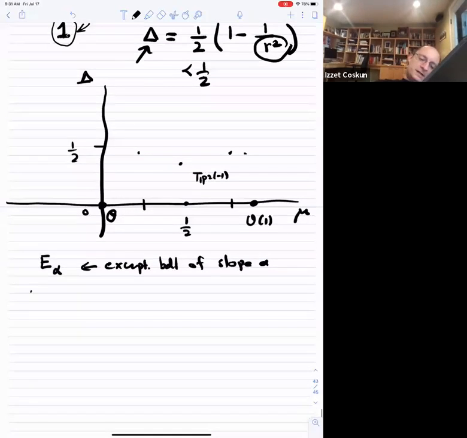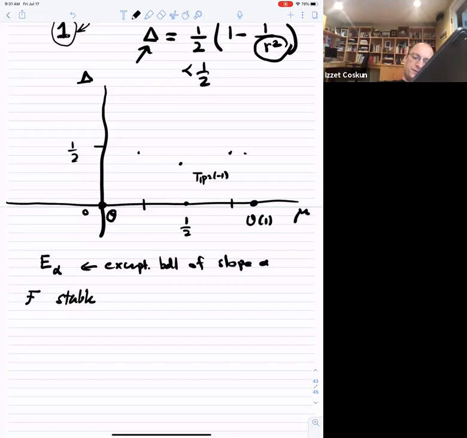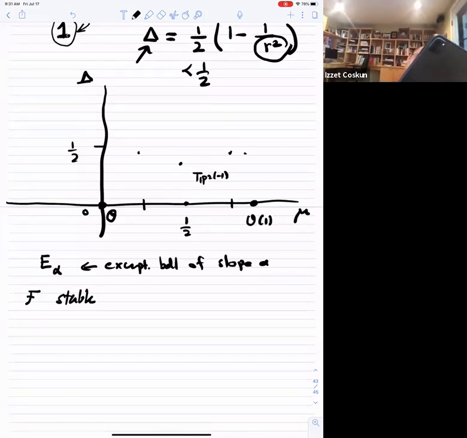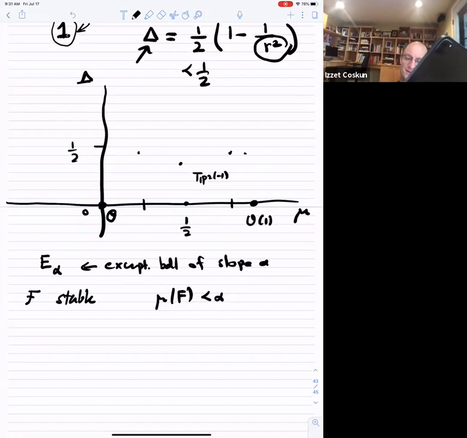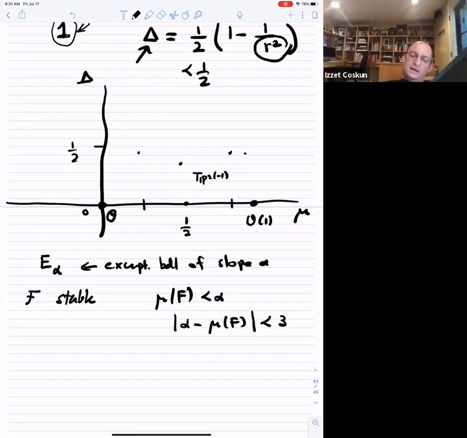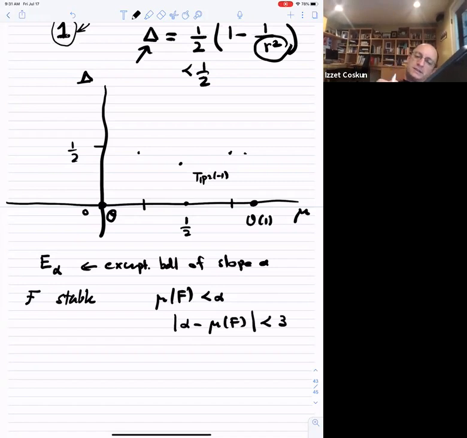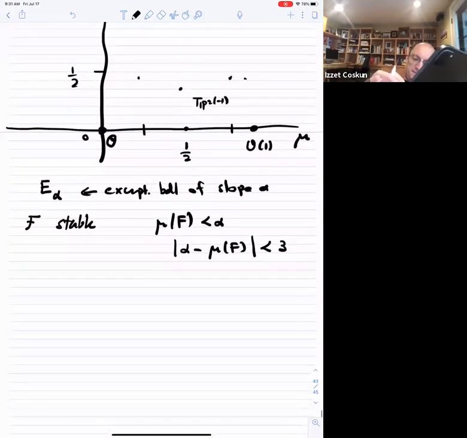So now suppose that I have a stable bundle F, right, whose slope is close to alpha. Let's say that the slope of F is less than alpha, but close to alpha, not too far apart. Let's say that alpha minus mu(F) is less than 3, okay? All right, so now let's see what that means, okay?